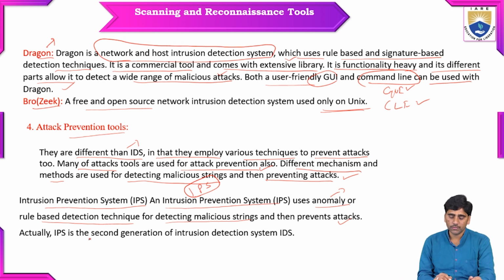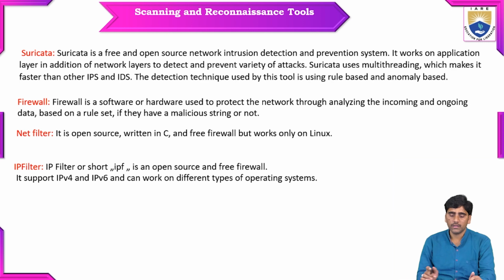Actually, intrusion prevention system is the second generation of intrusion detection system, that is IDS. And here some of the tools are attack prevention tools. First one is what? Suricata is a free and open source network intrusion detection and prevention system. So this tool is used for both network intrusion detection as well as network intrusion prevention purposes.